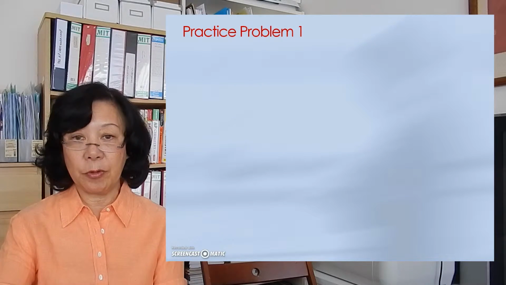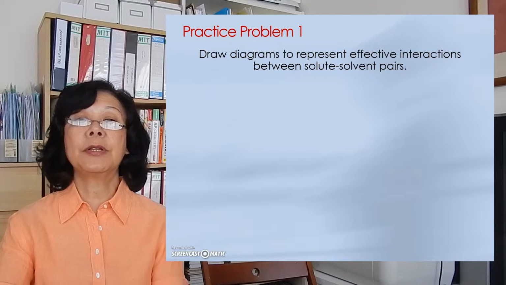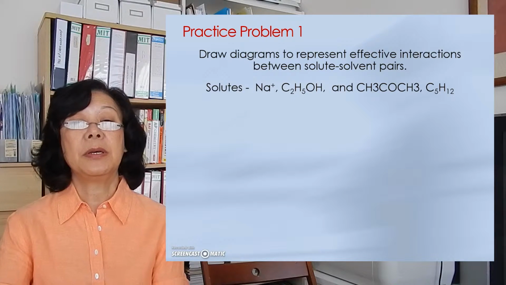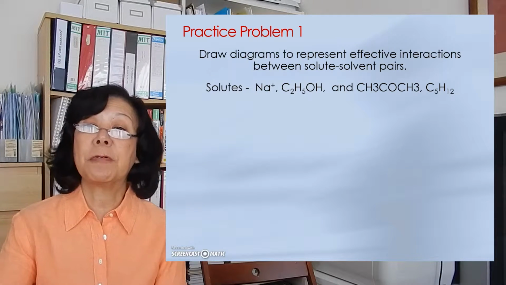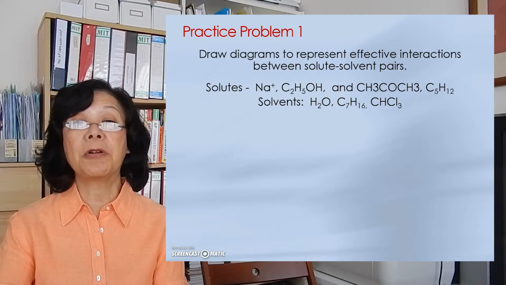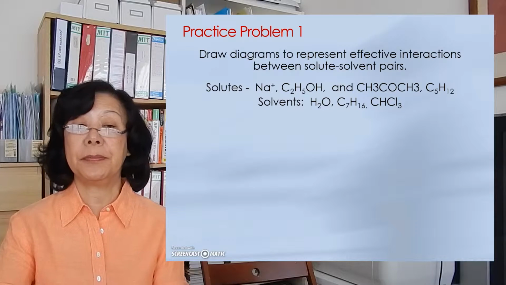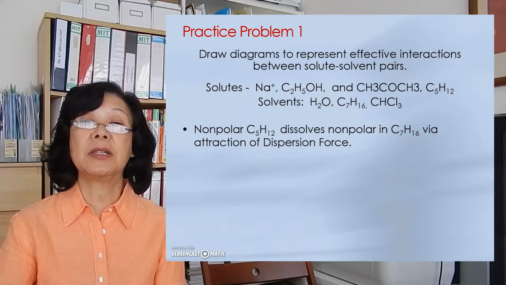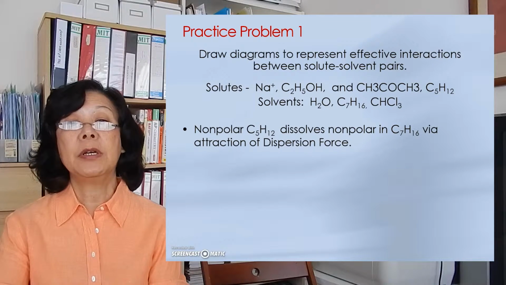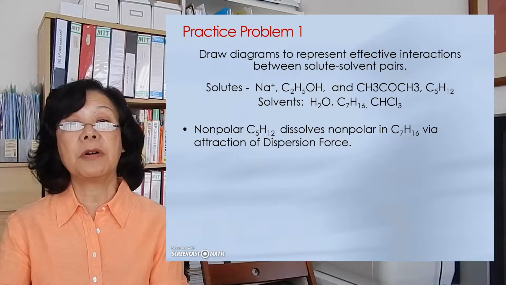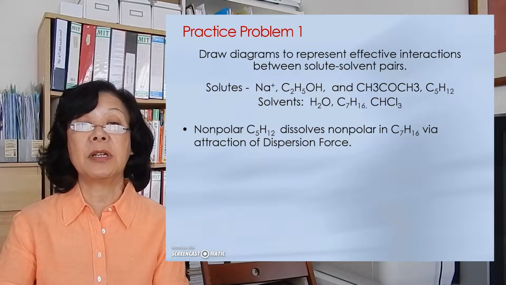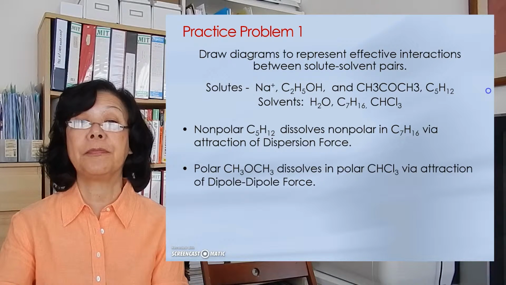So here's practice problem 1. Draw a diagram to represent effective interaction between sodium ion, ethanol, dimethyl ketone, pentane being the solute, and the solvents are water, heptane, and chloroform. Now, if we analyze one pair at a time, the nonpolar pentane C5H12 will dissolve well in the nonpolar solvent heptane C7H16 because they both have London dispersion forces being nonpolar.